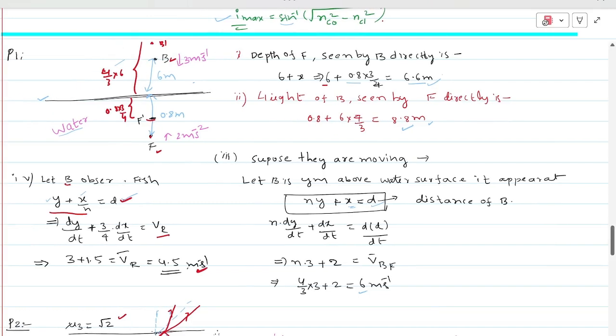So now coming to how to find out velocities here. This is the observer observing the fish inside the water. So now the distance between B and the fish is equal to y plus x by n, that is equal to d. So this is the present distance between the fish and the observer. Now differentiate, you will get dy by dt, the velocity of the boat, and dx by dt is the velocity of the fish. So now substituting, you will get the answer.